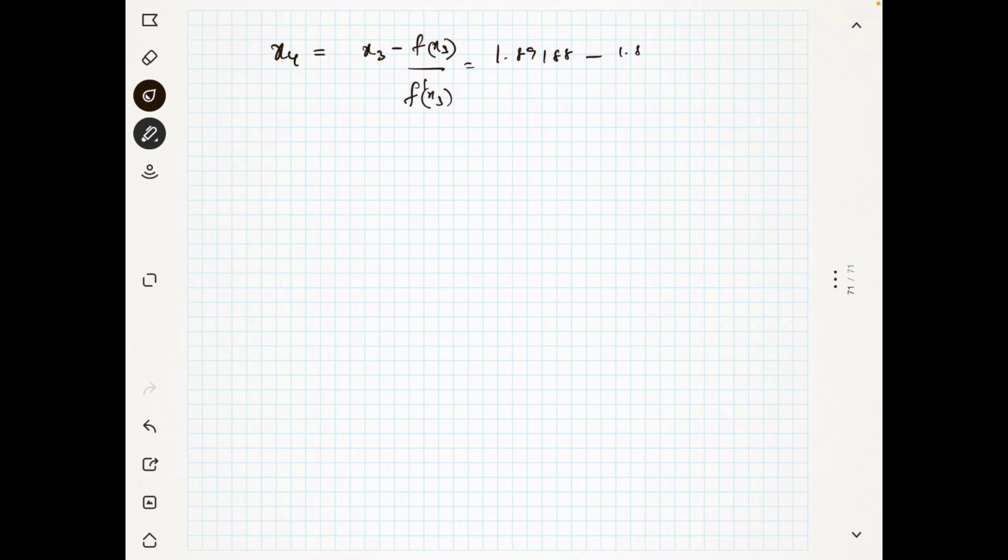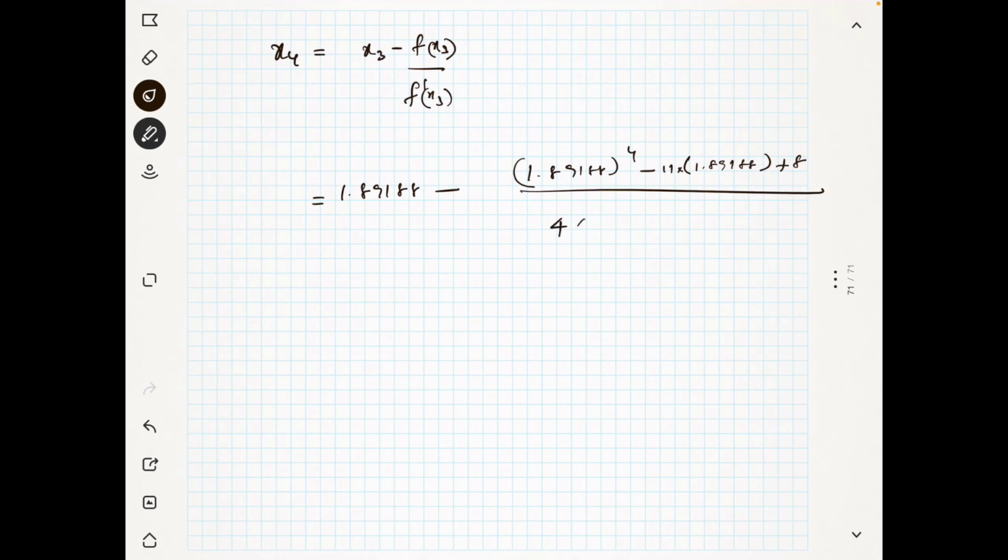So x3 is 1.89188, minus f of x3, which means 1.89188 to the power 4 minus 11 into 1.89188 plus 8, divided by 4x cube, that means 4 into 1.89188 the whole cube minus 11. So you will get this answer as 1.89188.